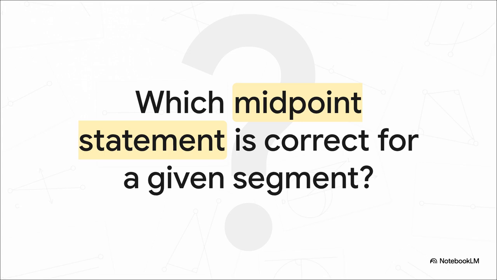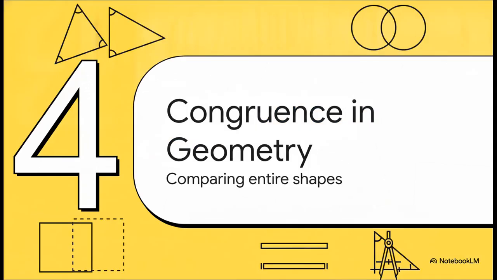Time for a quick check for understanding. If someone hands you a midpoint statement for a segment, how do you know if it's mathematically correct? Well, the analytical reasoning is this. Coordinate arithmetic proves a midpoint is correct only if the horizontal x distance and the vertical y distance from the center to both endpoints are perfectly equal. If they don't match exactly, it's simply not the midpoint. So the crucial point is that measurement requires exactness.